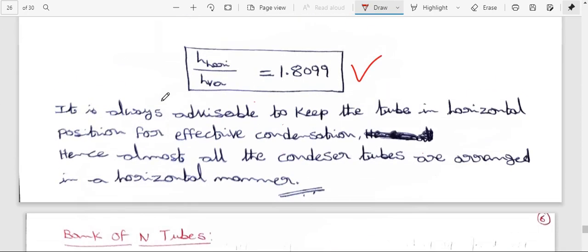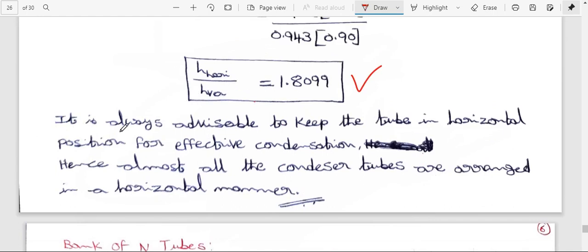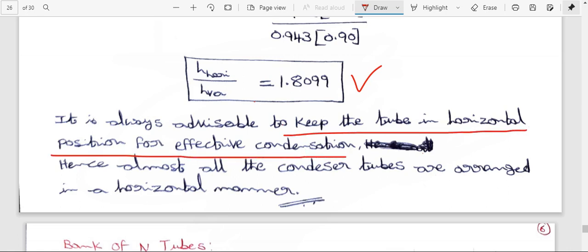The comment is: it is always advisable to keep the tube in horizontal position for effective condensation. Hence, almost all condenser tubes are arranged in a horizontal manner. In our observation, condenser tubes are always arranged horizontally.